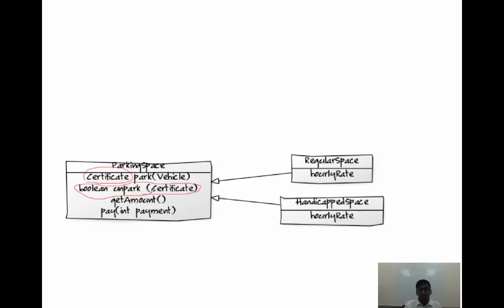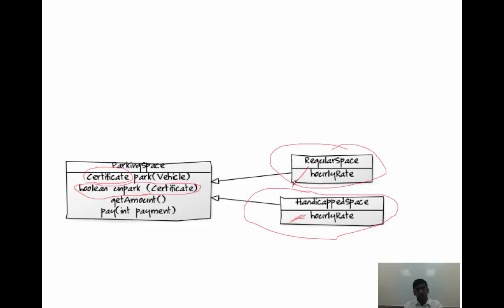However, the exact amount charged, the hourly rate, varies from a regular parking space to a handicapped space, because we are providing a discount to our handicapped customers. So we use inheritance, and these are the child classes of parking space. They have all the other behaviors of the parent parking space class, but the hourly rate is different for regular space and handicapped space.